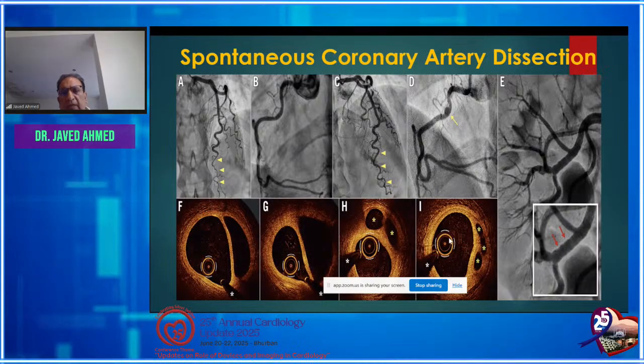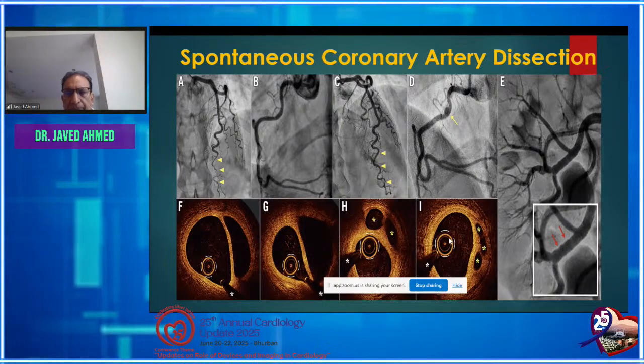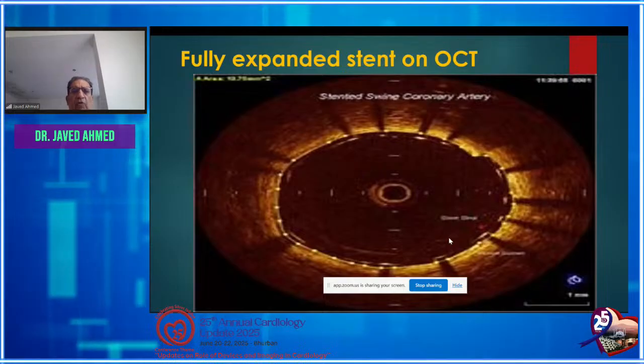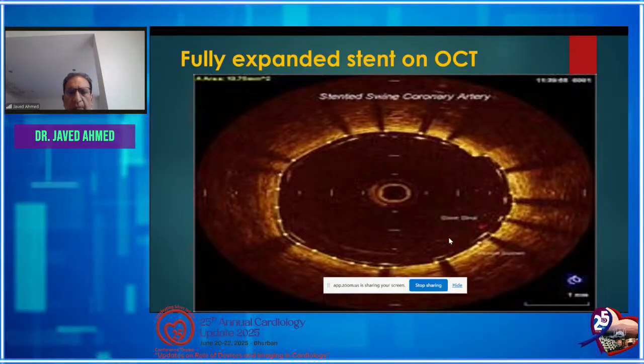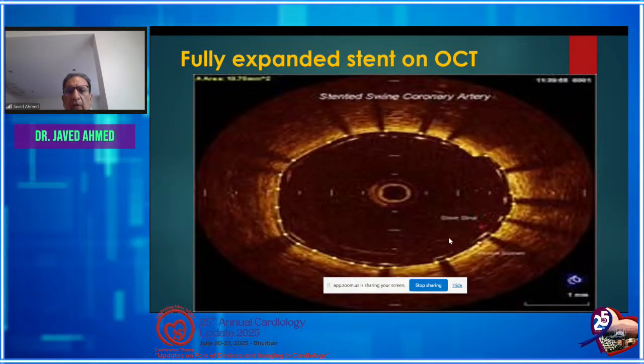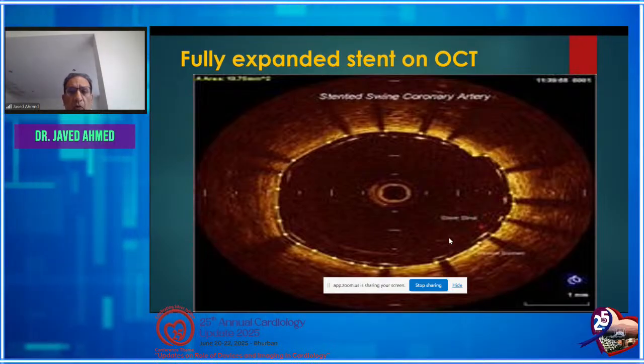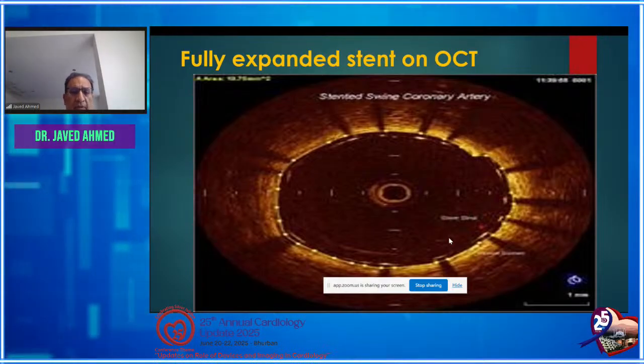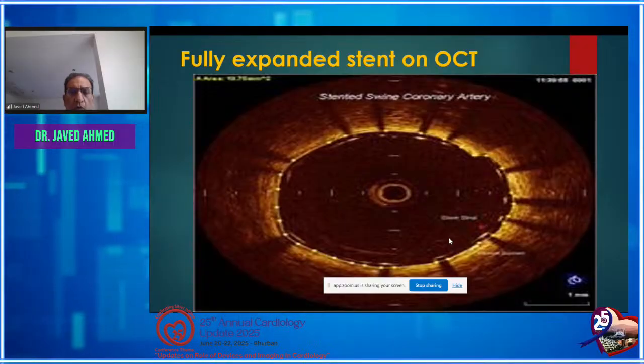And this is an example of fully expanded stent on OCT, where all the stent struts are opposed against the vessel wall with no gap between the stent struts and the arterial wall.